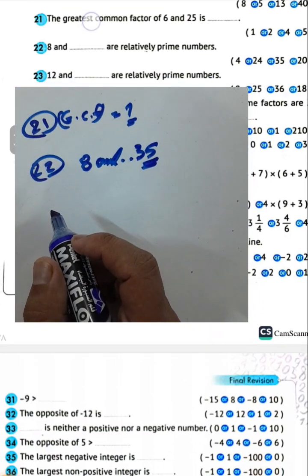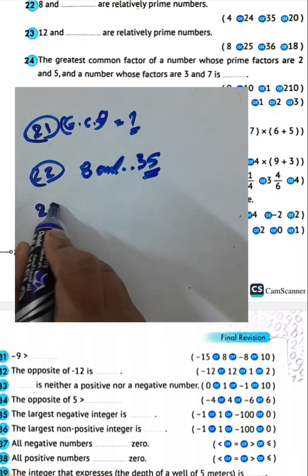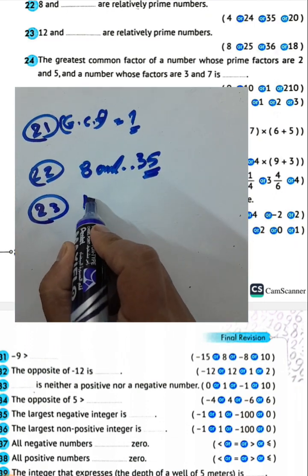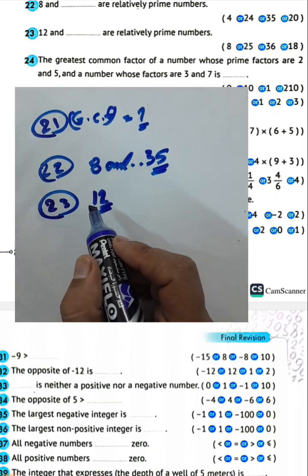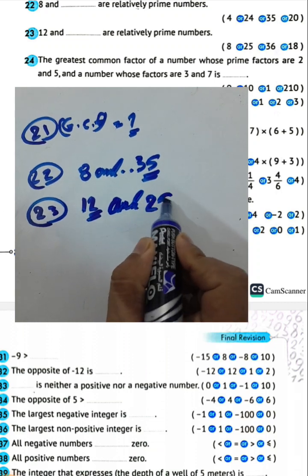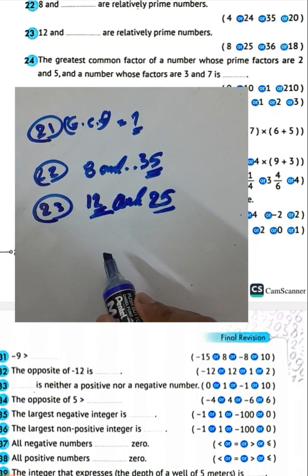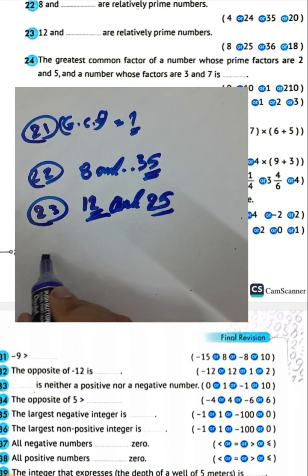Question 23, 12 and blank are relatively prime numbers. Again, this question is like the question above. Okay, 12 and what? Look here, 12 and 25. The highest common factor between 12 and 25 equals 1. Then 12 and 25 are relatively prime numbers.